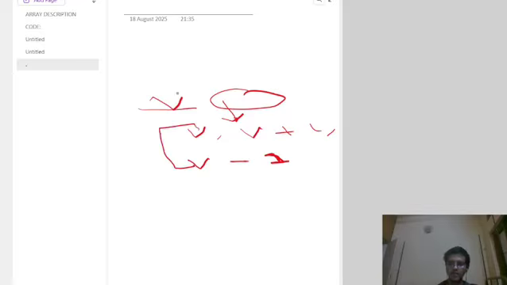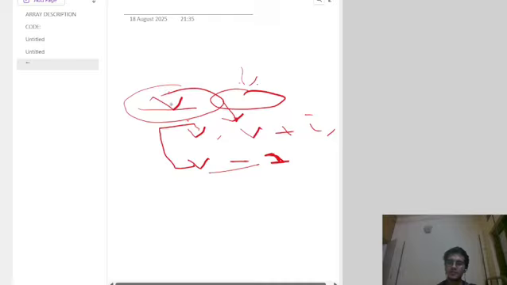So we have three choices. If we know the value at this index is v, then the value at index i plus 1 will be v, v plus 1, or v minus 1. So we have three choices. This can be counted as the base. Now let's see the code.